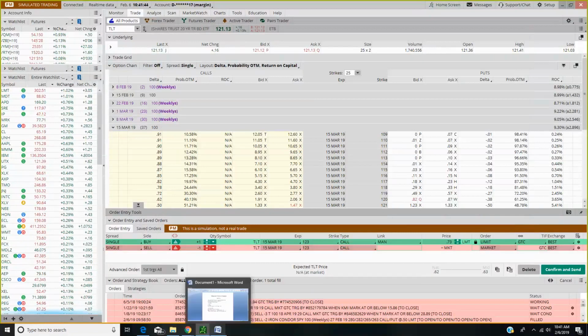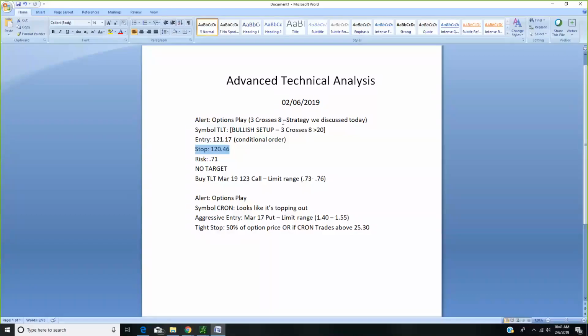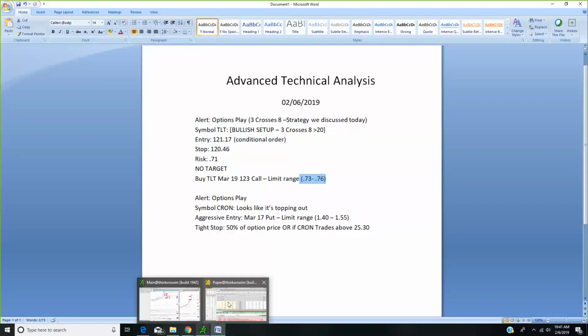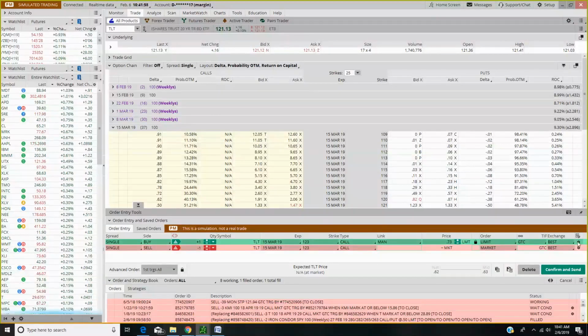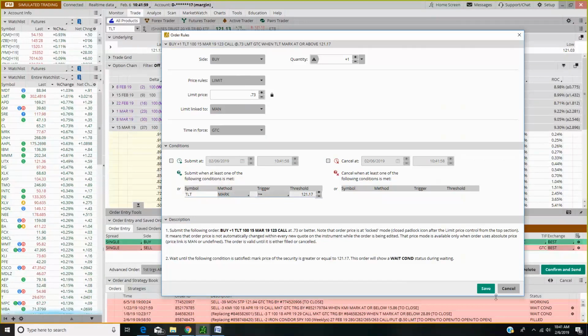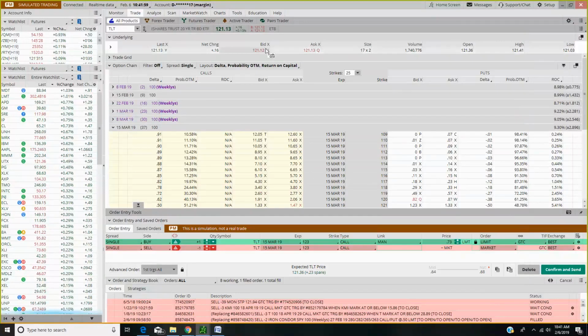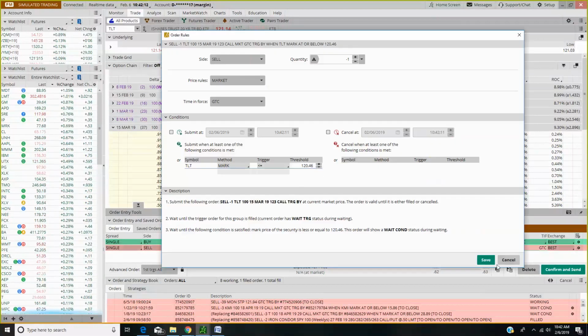So when you got that alert, I gave you the strategy. If you wanted to place this trade, that's my entry. This is my buy range. So that conditional order is 73 cents, mark at or above 121.17. See, it fell back below 121.17, so you're not going to get filled unless this stock goes back up two pennies. Okay, and my stop loss is at or below 120.